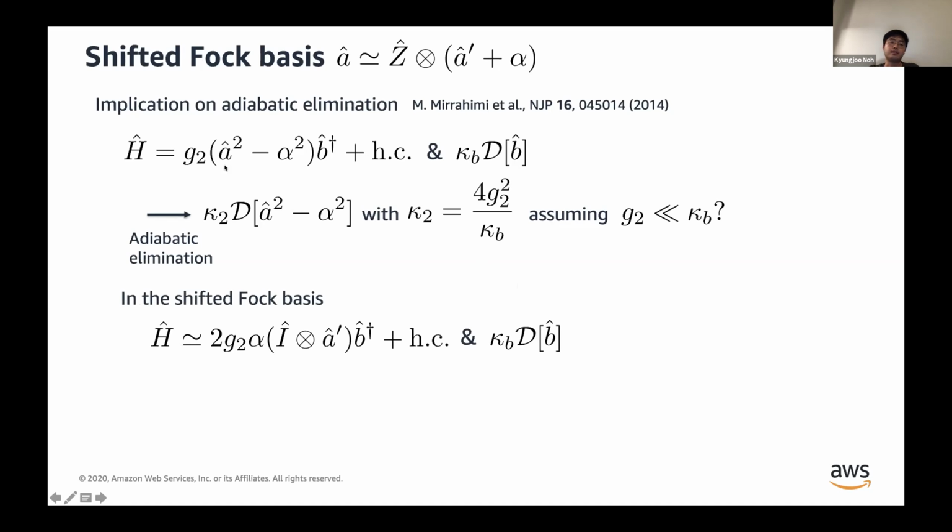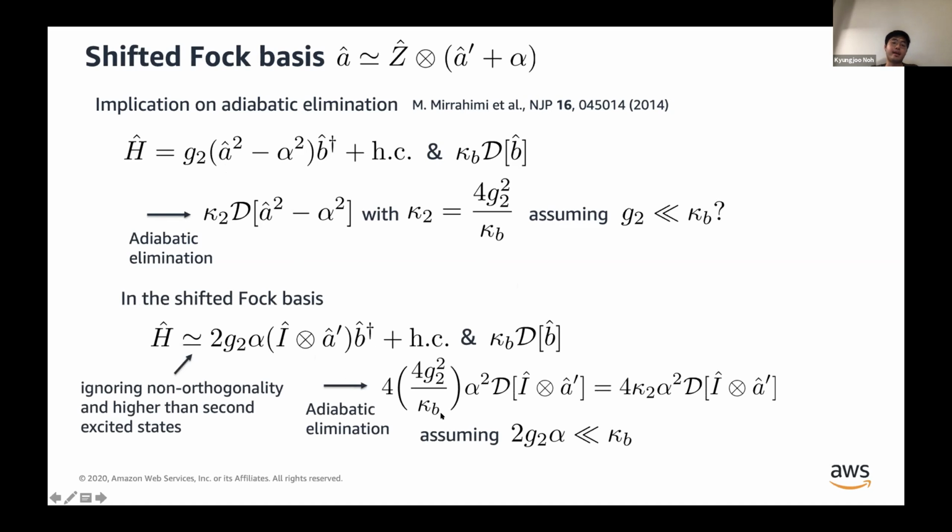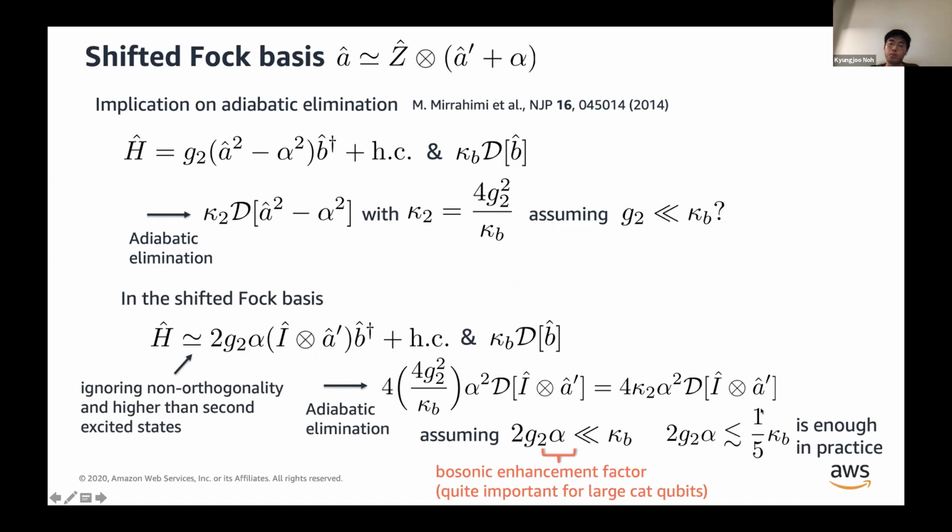So in the shifted Fock basis representation, this interaction can be understood as an effective beam splitter interaction between this auxiliary mode and the B mode. And in this case, it's now more apparent that the correct adiabatic elimination condition has this factor alpha. In practice, we find that 1/5 or 0.2 is enough for this condition. But the important fact here is that there's this bosonic enhancement factor that we need to consider, and this is quite important when we want to maximally take advantage of the decay rate and when we want to optimize everything.